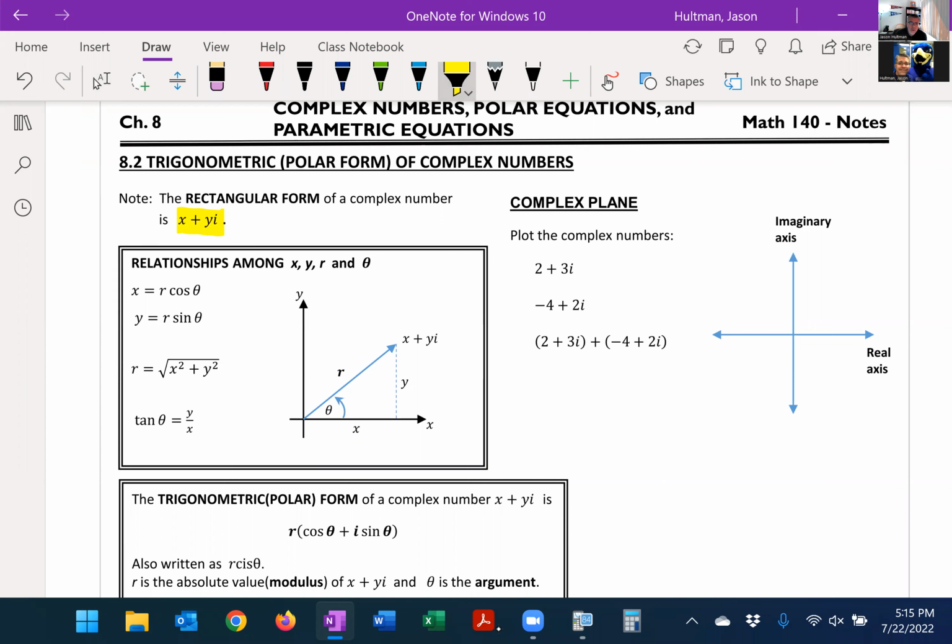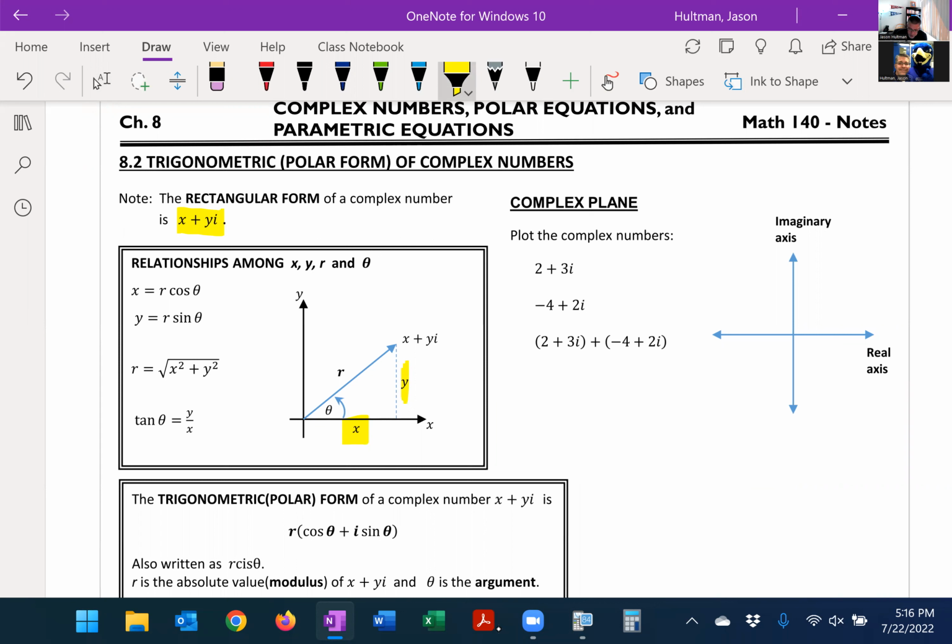In the previous section, we used a and b as our variables. You could use a or b or x and y. Doesn't really matter. X and y in this case makes a little bit more sense because we're going to be changing it to trigonometric form, and x refers to the x value on the x-axis, and the y refers to the y value on the imaginary axis, the real axis and the imaginary axis.